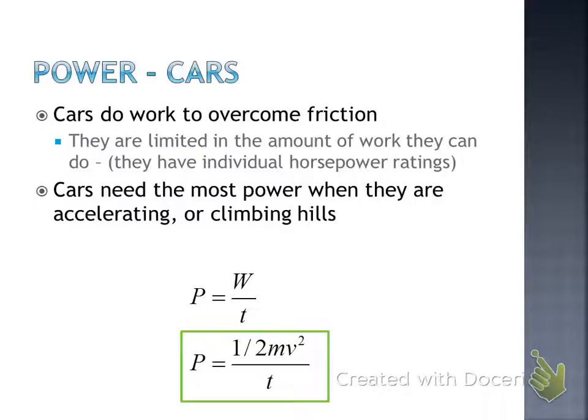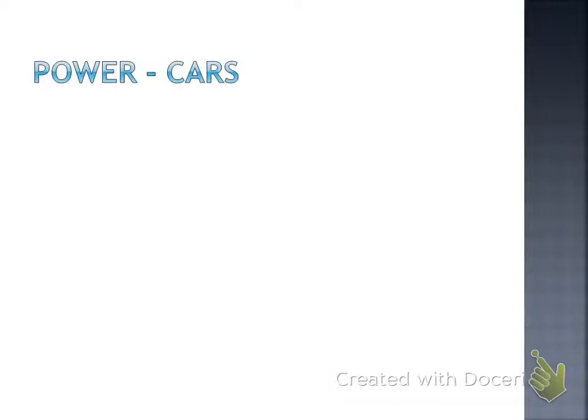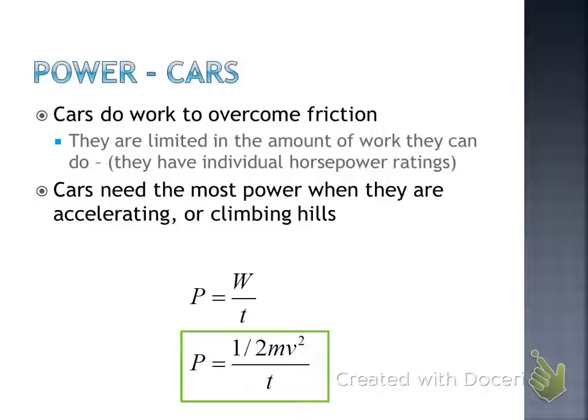Why would we need more power when we're climbing a hill? Yeah, friction and gravity. Good. We have to overcome friction and gravity. There's two things working against us when we go up a hill. Oops, sorry. So here's our equation that we can use for cars.